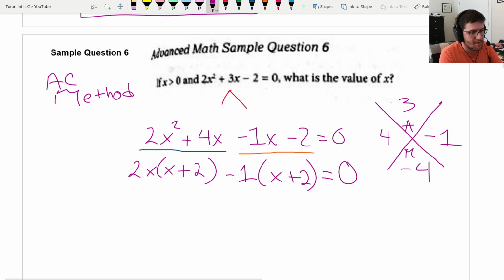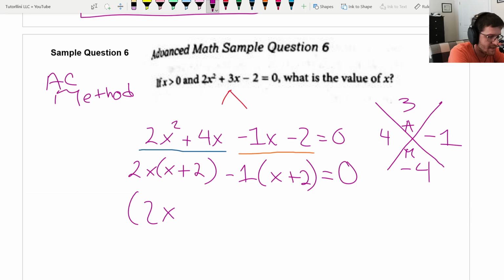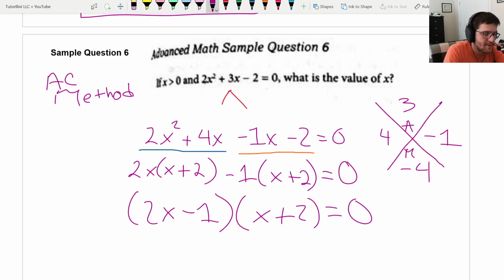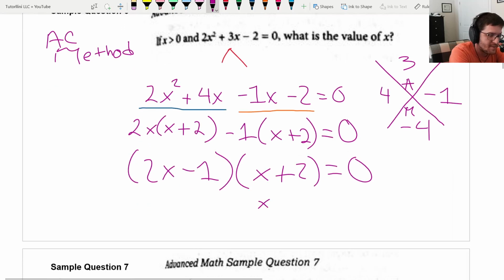And now we just put our factors together. So the coefficients form 2x minus 1. And then the repeat factor is your other factor. So we're going to put x plus 2. And now we use the zero product property. So x plus 2 equals 0. Subtract 2 from both sides. We get x is negative 2.